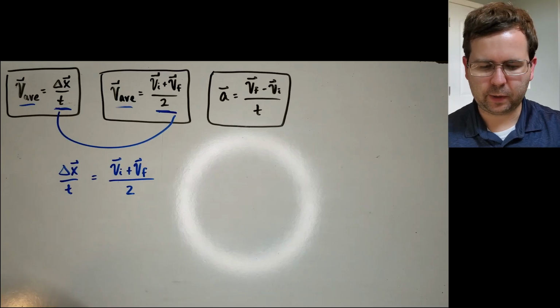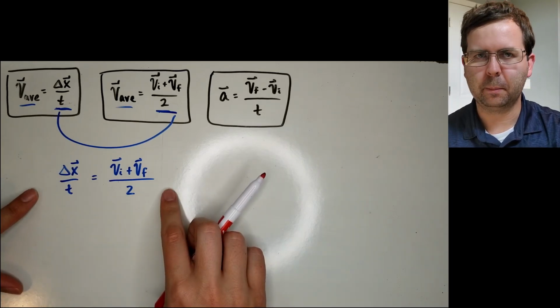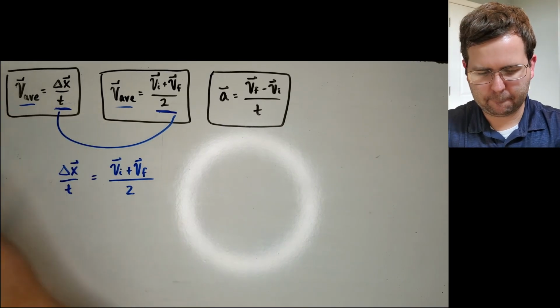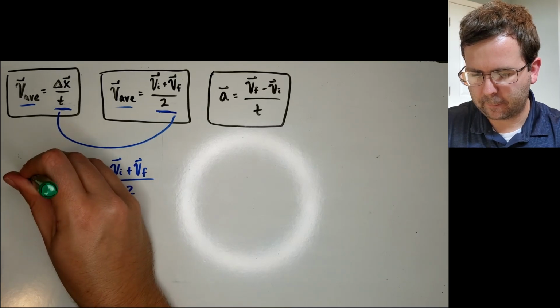With my next step, I'd like to multiply both sides of this equation by acceleration. Okay, so when I do that, this marker is still not working. Let's try this one. Okay.